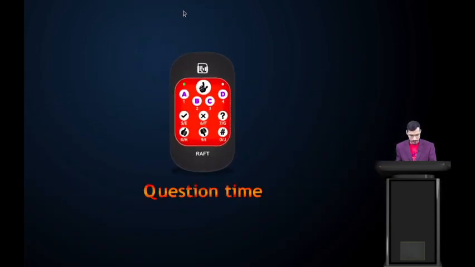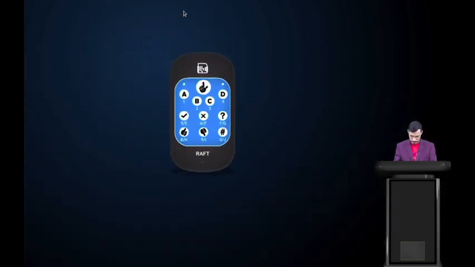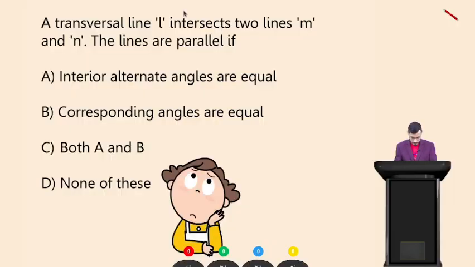Okay students, now it's question time. A transversal line L intersects two lines M and N. These lines are parallel if, and I am giving you 30 seconds. Which option is correct here? Interior alternate angles are equal, corresponding angles are equal, both A and B, and none of these.